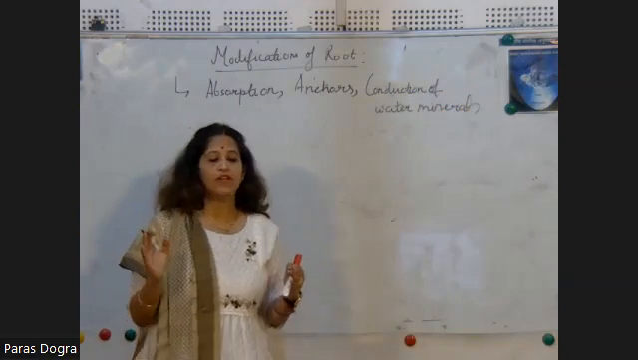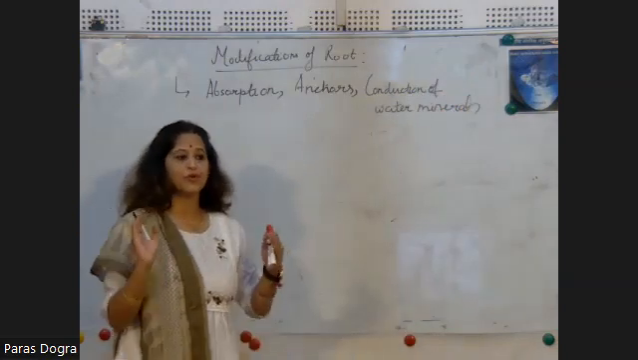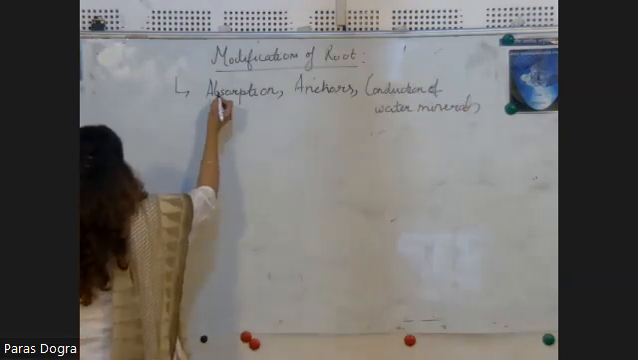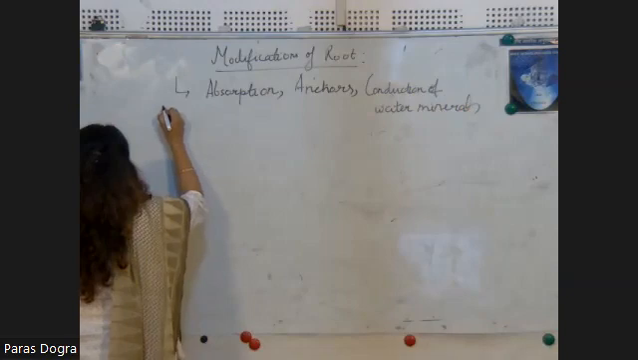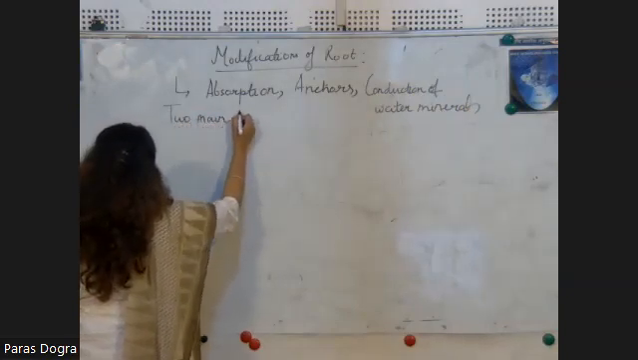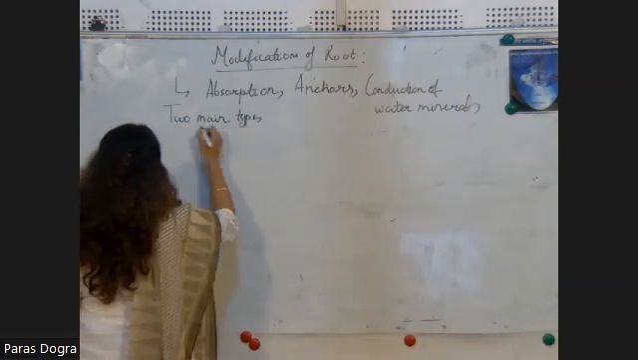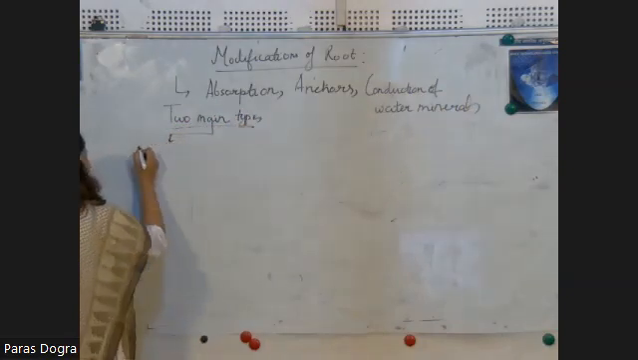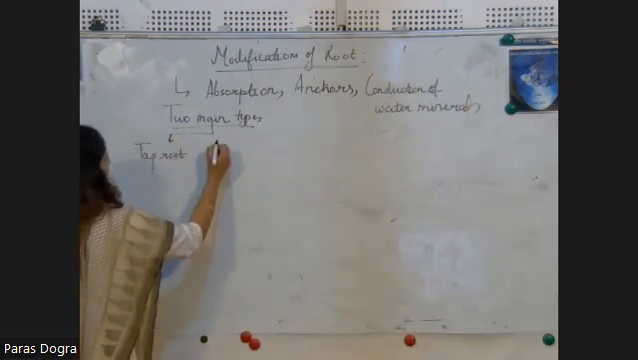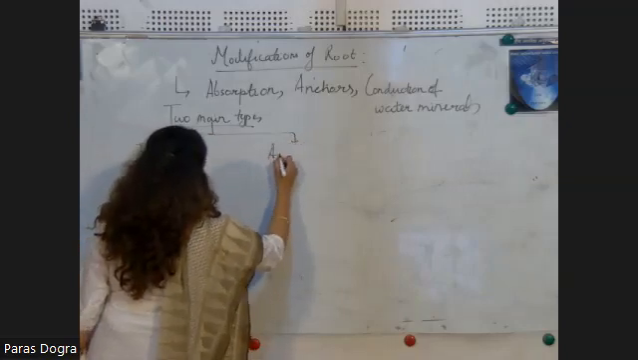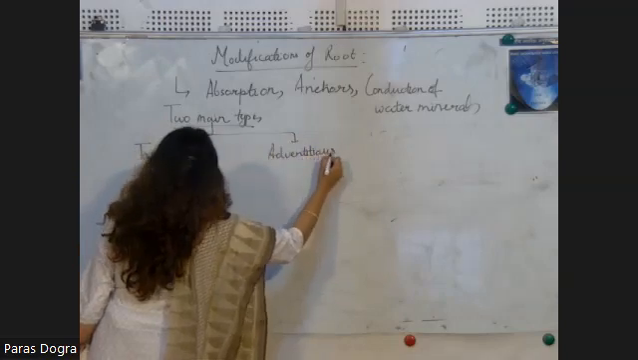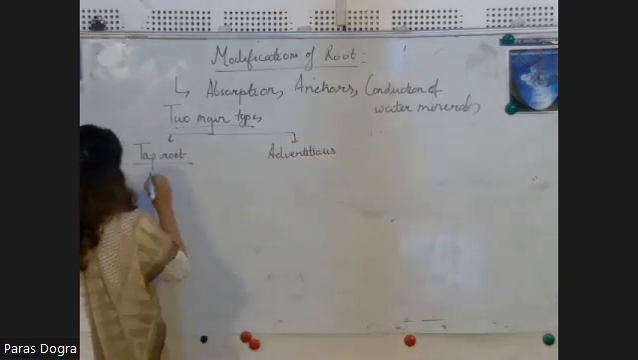Okay, so today we will be dealing first with the types of root and then their modification. If we study the types of roots, we have two main types of roots. First is known as taproot system, and the other is known as adventitious root. So what is there in taproot system?